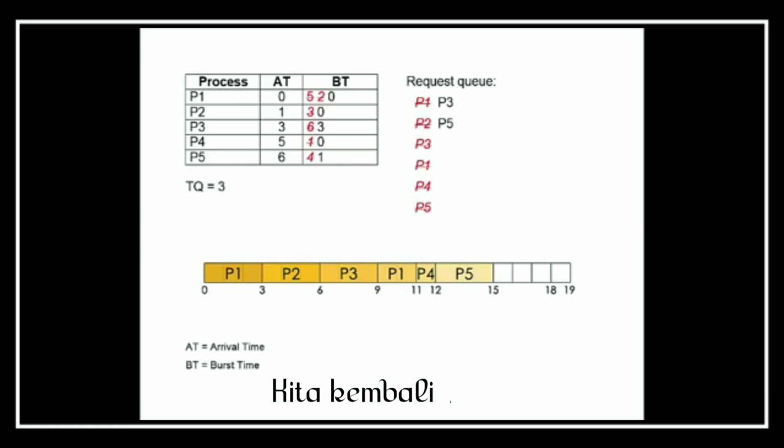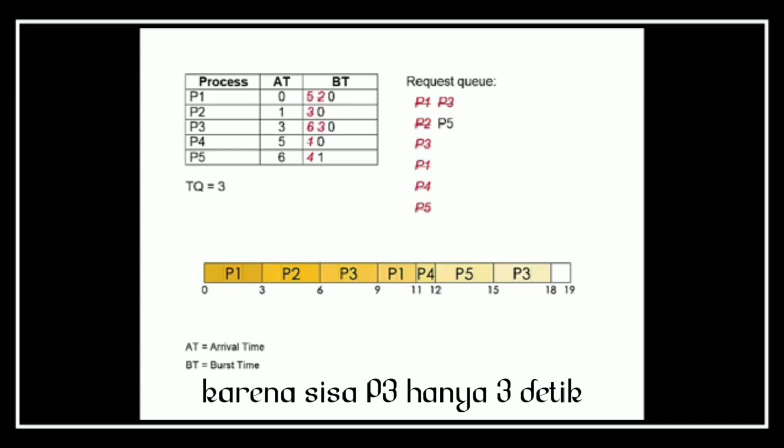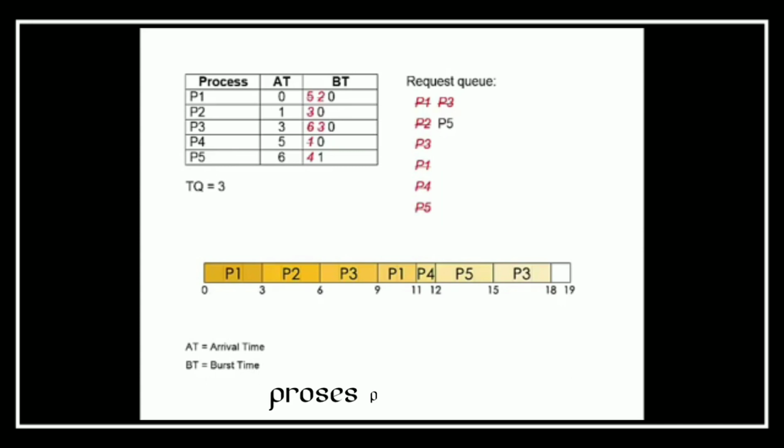Next in queue, we come back to P3 and execute it again for 3 seconds. So that's from 15 to 18. Since P3 only has 3 seconds burst time remaining, the process is now completed.